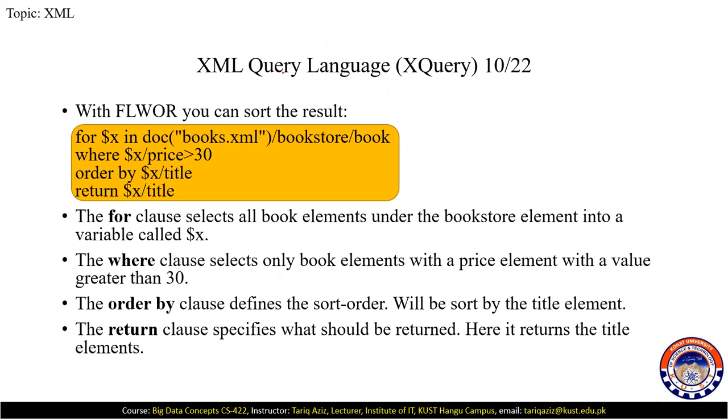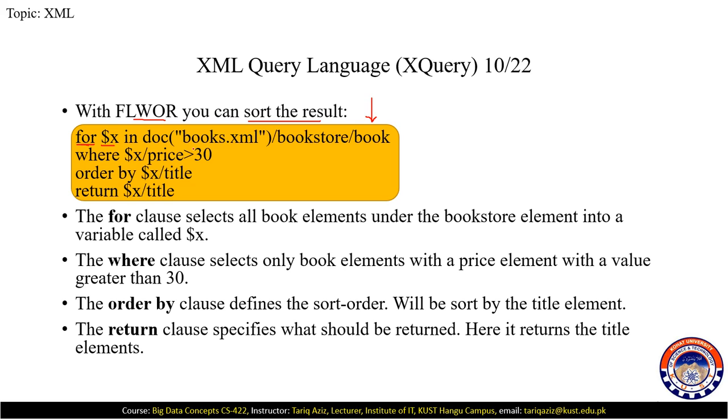Okay, dear students, we are discussing XML query language and we are looking at the different queries. So our next query is that we can use this FLWOR expression to sort the result. So what is the query? This is the complete query. In this case, we used the for clause to store. Okay. For what purpose are we using this for clause? As we discussed, the for clause is used to select data items into the variables.